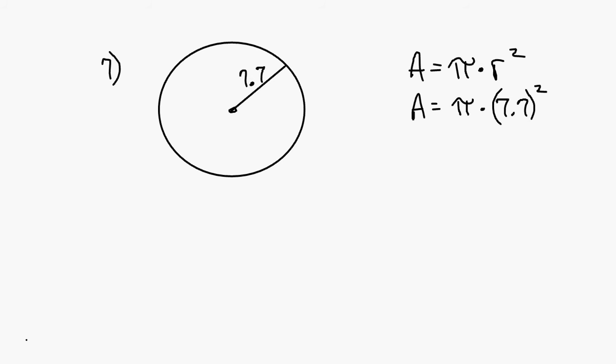You're asked to leave the answer in terms of pi, so you're going to leave the pi symbol in your answer. So the area is equal to 7.7 in the calculator, and then you can push the x squared button. And it's 59.29. And just leave the pi symbol sitting next to it. So there's the area of a circle with a radius of 7.7.